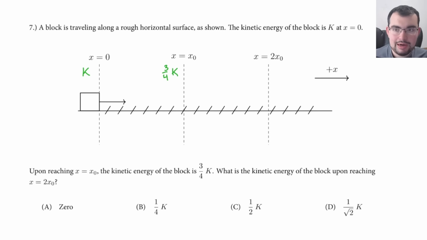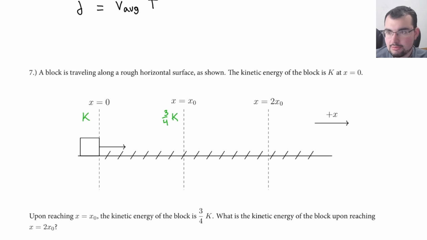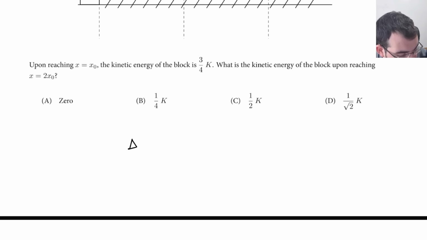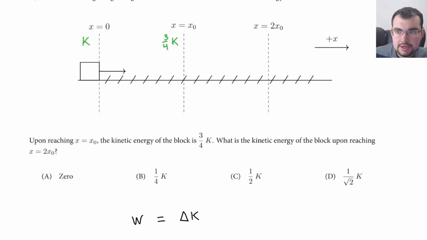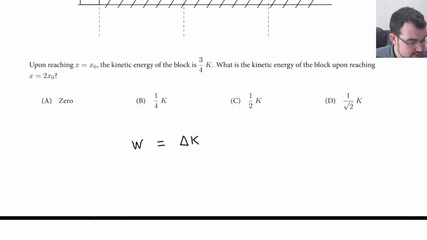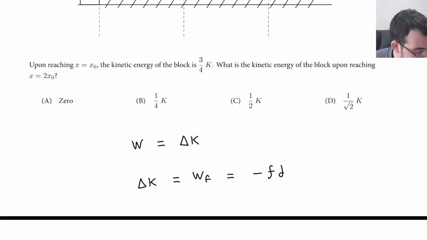So we have to think about where is our energy going? Well, it's a rough surface. So we have to use the work kinetic energy theorem. Work is what is causing our change in kinetic energy. And what is the force that's taking that? Well, we know that delta K is going to be equal to the work done by friction, which is equal to negative frictional force times the distance. Negative because it's stealing energy. And notice this is actually linear with D.